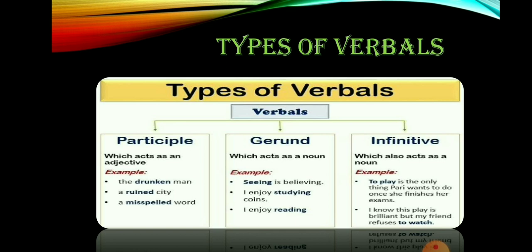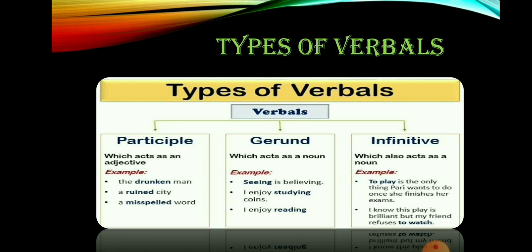Third, a misspelled word. Here misspelled is a verb which is working as an adjective. So all these were the examples of participle. Now the second type, gerund. Very easy. This is a form of the verb which acts as a noun, and you can very easily identify it because it is just adding ing to the first form of the verb.